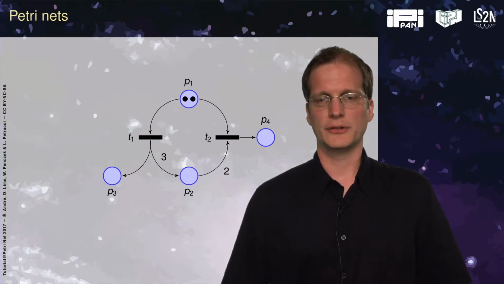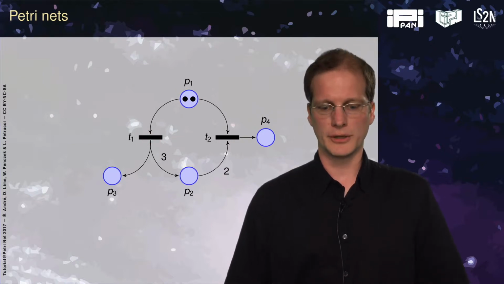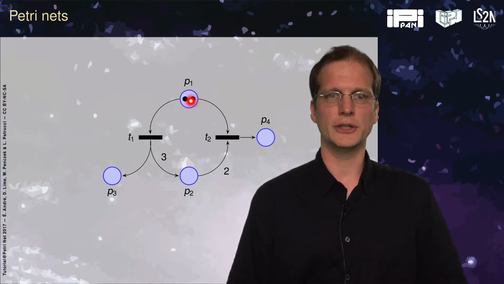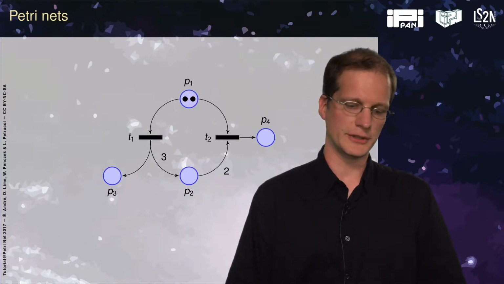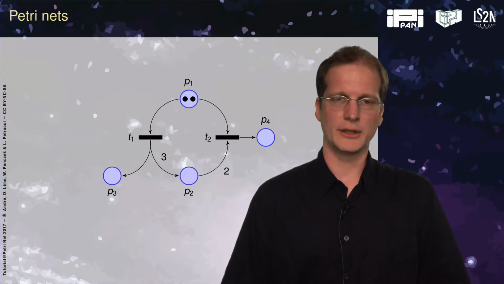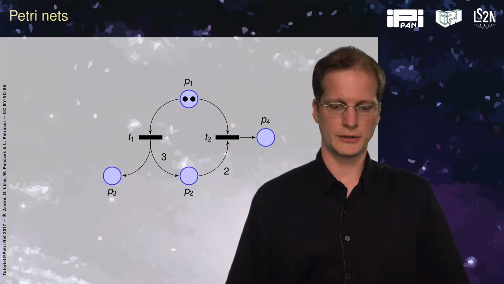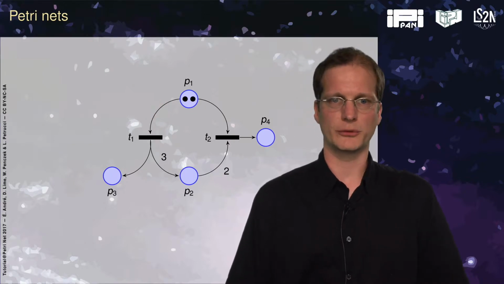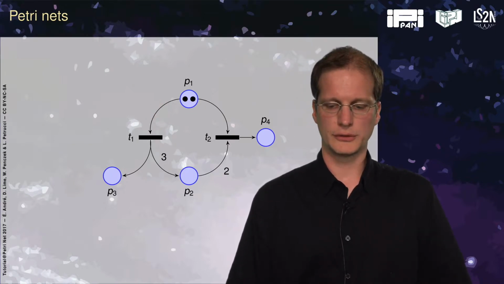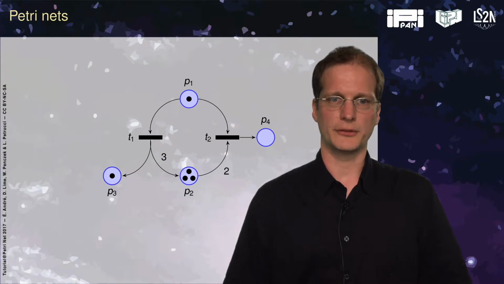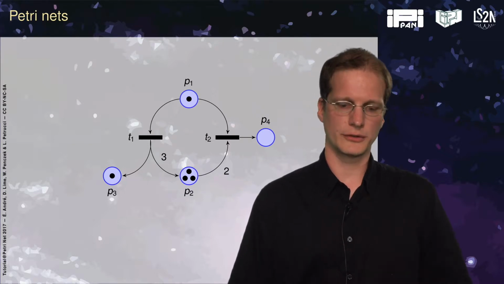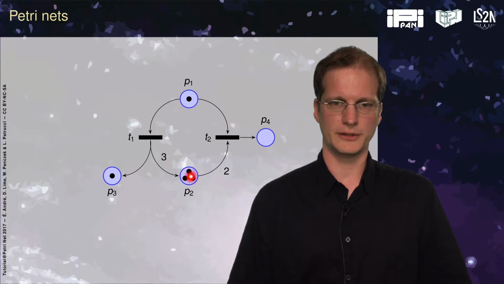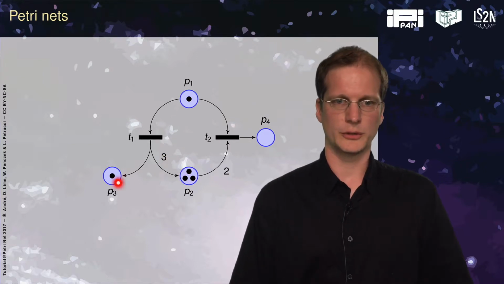And when the transition is enabled, we can fire it by taking the tokens in the input place and putting them in the output places. We take as many tokens as are specified on the input arc. Here we do not have a value, so we say that it's 1. And we put as many tokens as specified on the output arcs. So here we have 3 tokens put in this place and 1 token put in this place.